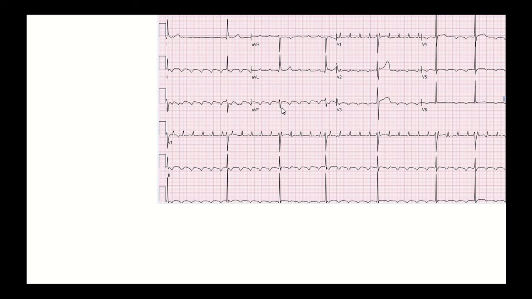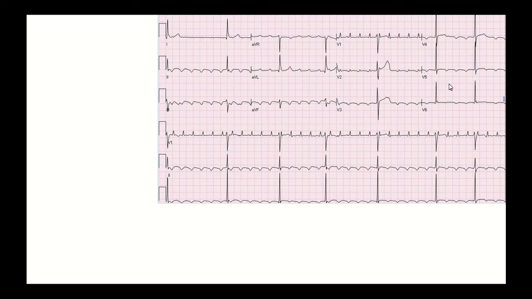Axis, up in 1, down in F, up in 2, so a normal axis. Intervals, we don't have a PR interval. The QRS is narrow. The QT looks like it's about 400, so that is probably just fine. There are some non-specific ST T-wave abnormalities, particularly over here in the lateral leads.